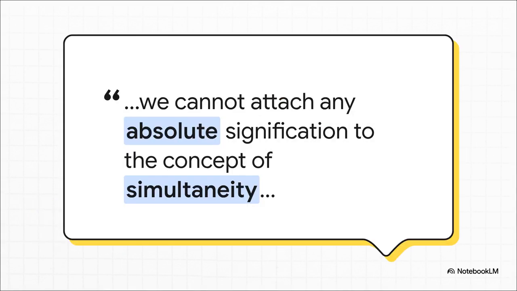And that leads to this radical conclusion. In Einstein's own words, we can't attach any absolute signification to the concept of simultaneity. It means that two events that happen at the exact same time for one person might not happen at the same time for another person who's in motion. The idea of a universal now is, well, it's just an illusion.